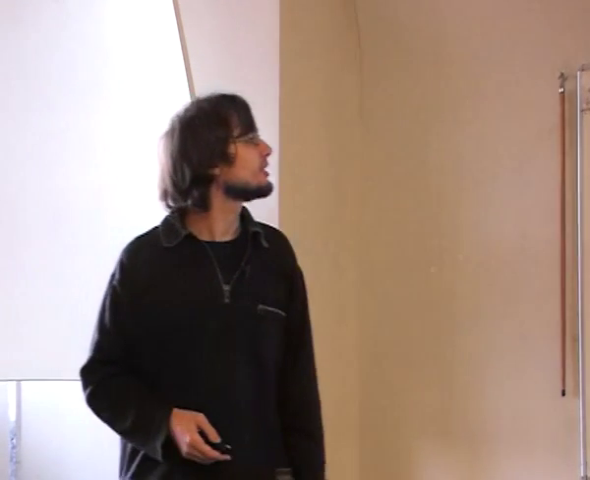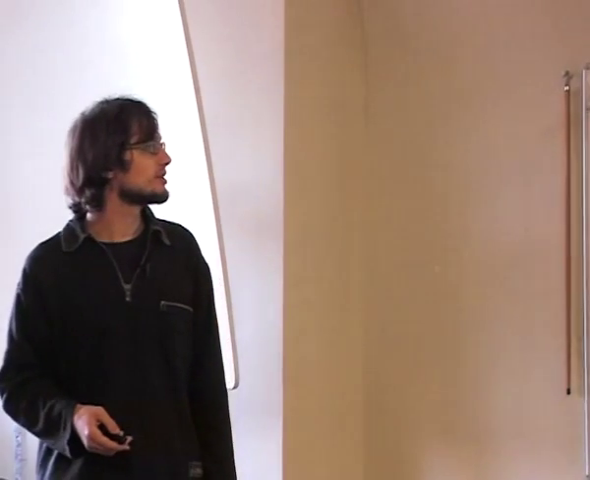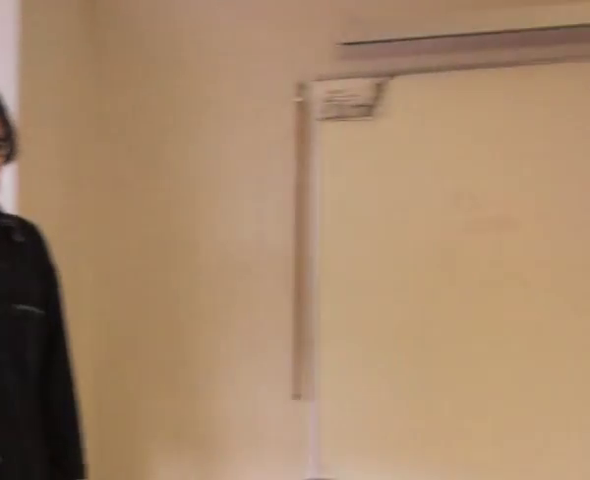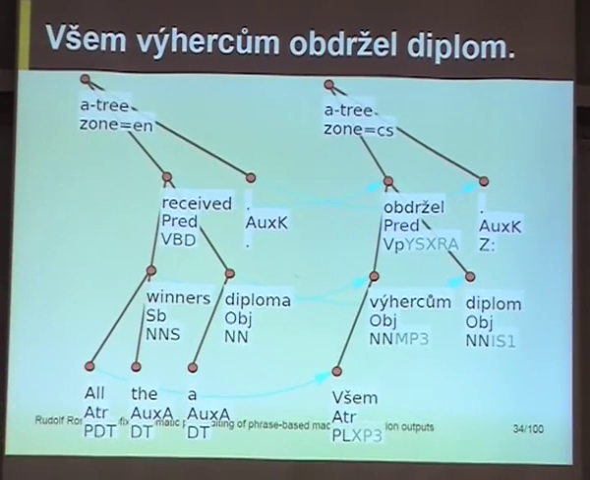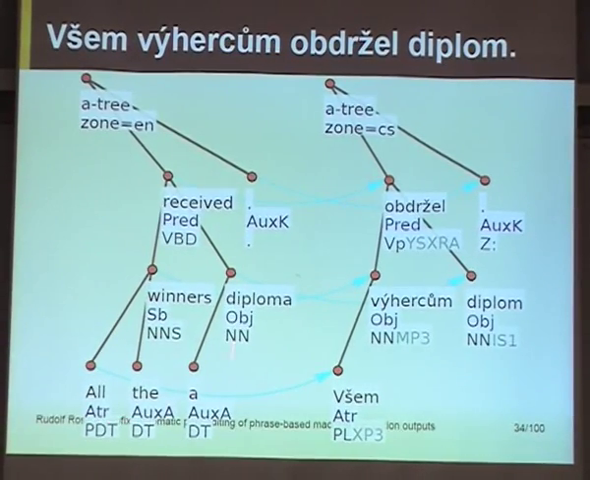So one motivation sentence could be: all the winners received a diploma, which Moses for some reason translated as "všem výhercům obdržel diplom", which would be something like: to all the winners he received a diploma. And luckily DEPFIX is able to correct that, and I'll show you how. So this is the A layer that we work on. This is the English dependency tree, this is the Czech dependency tree, so we can see all the winners received a diploma, and here it's the incorrect sentence, "všem výhercům obdržel diplom".